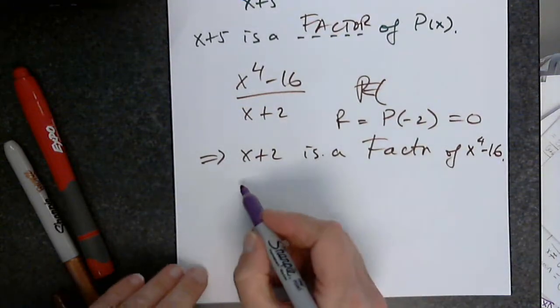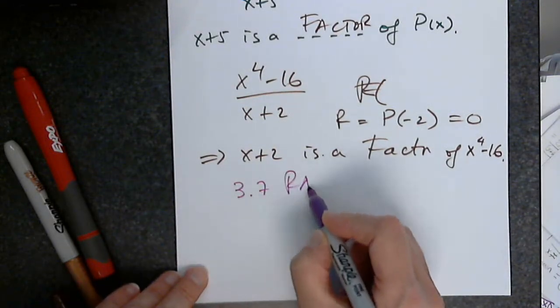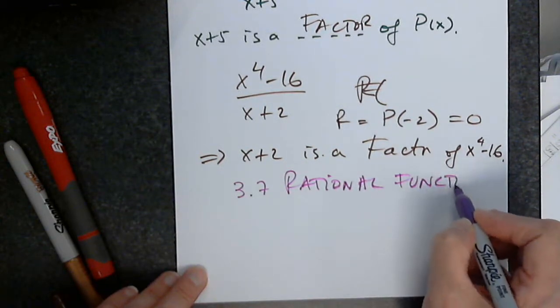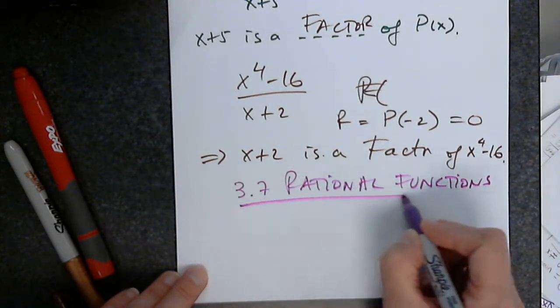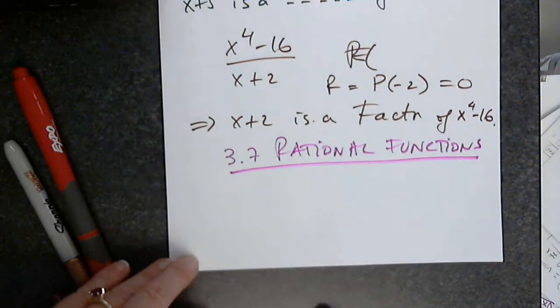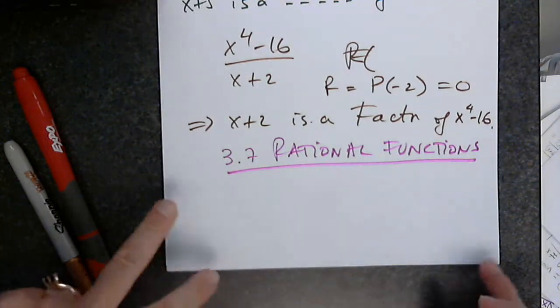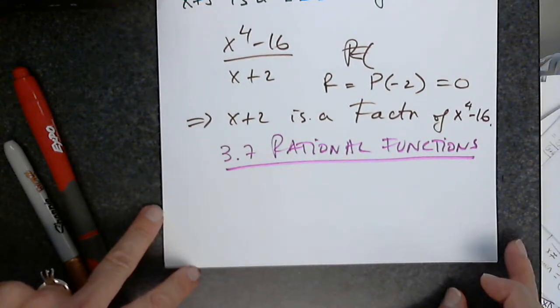Is 3.7, rational functions. Rational functions. We will look at 3 different types. Can anyone give us an example of a rational function?